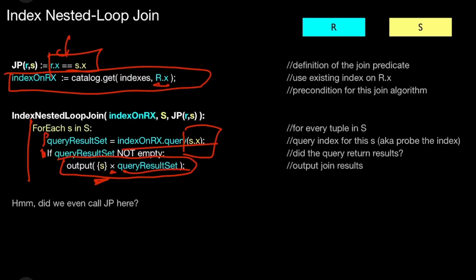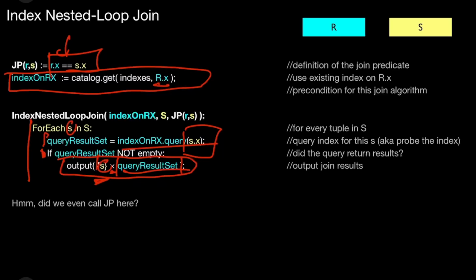So for each tuple being returned by the index, it may be multiple tuples, I return the tuple of s cross product the tuples returned. So the number of tuples here is equivalent to the size of the entire output set, because I'm only adding one tuple from s. Yeah? Is that clear, more or less?